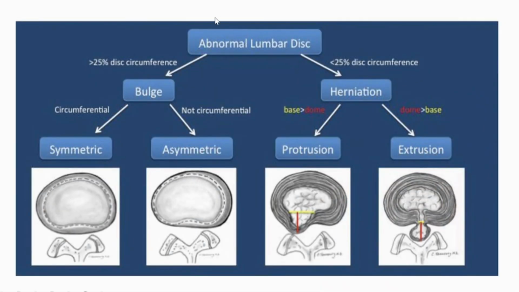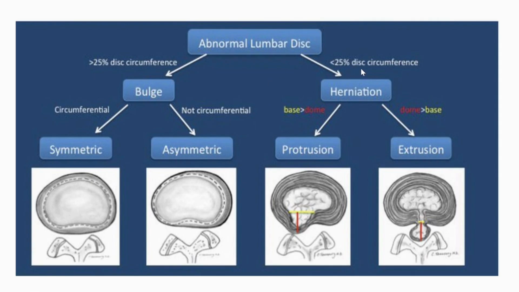Let's have a quick summary of this pathology. If more than 25% of the disc circumference is bulged, then it's called a disc bulge. It is again divided into circumferential or not circumferential. If it is circumferential, it is called symmetric, and if it is not circumferential, it is called asymmetric. Depending on the symmetry, it can cause compression of the neural foramen or spinal canal equally. As we can see in this image, the symmetrical disc bulge causes similar neural foramen compression, whereas in the asymmetric one the left side is more compressed as compared to the right side.